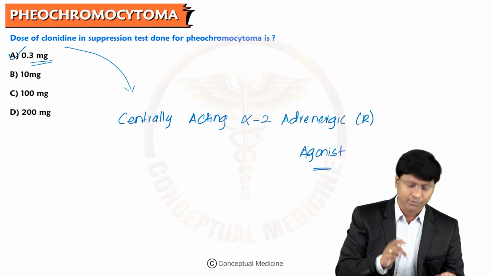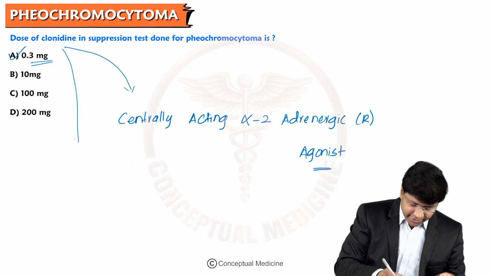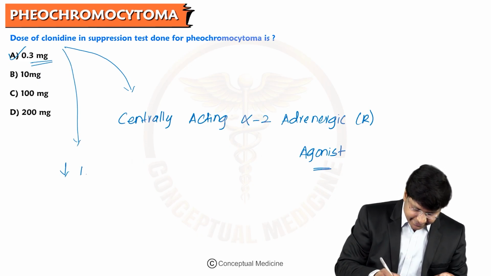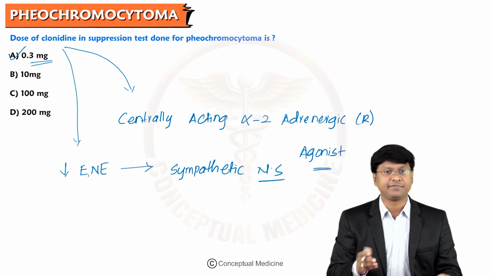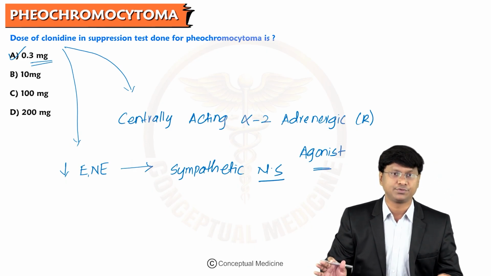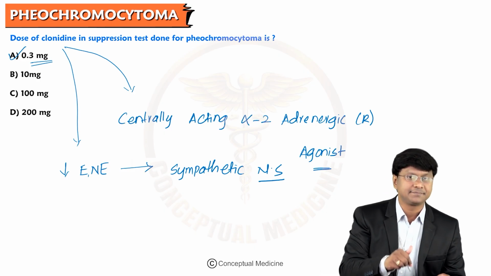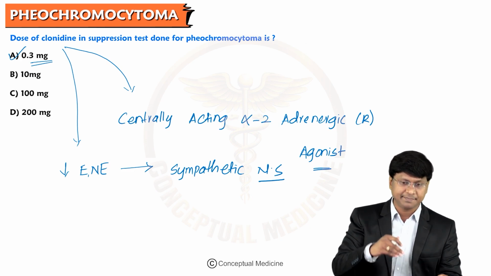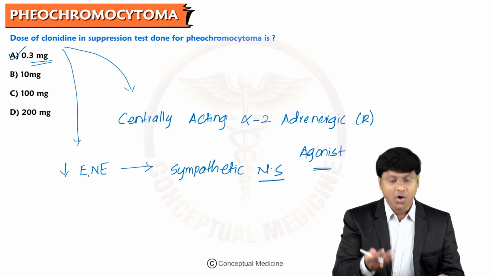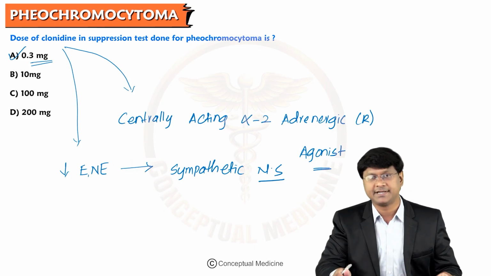So whenever you give clonidine, it can suppress the epinephrine and norepinephrine coming from the sympathetic nervous system. But it cannot suppress the epinephrine and norepinephrine coming from your pheochromocytoma. So, by using this clonidine suppression test, we can differentiate whether the patient is having pheochromocytoma or increased sympathetic activity.